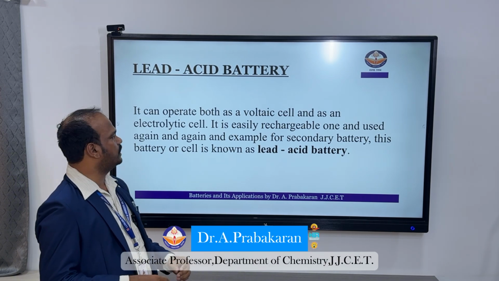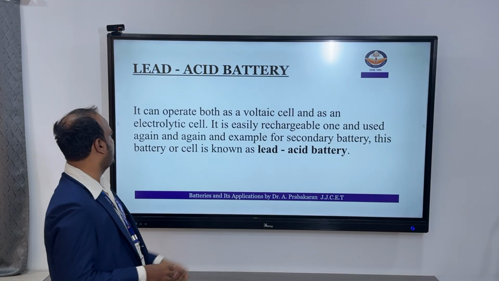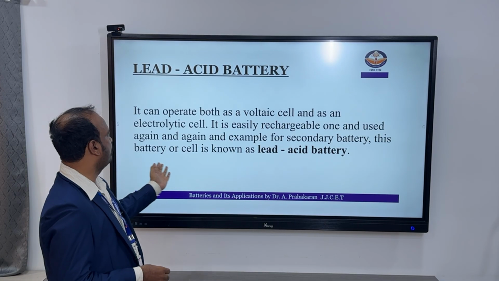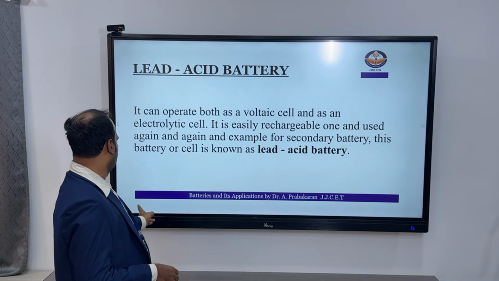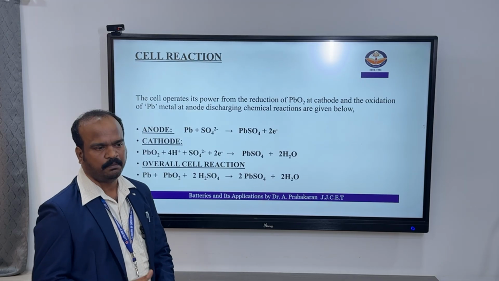It can operate both as a voltaic cell and as an electrolytic cell. It is easily rechargeable and used again and again. It is an example of a secondary battery, and therefore it is known as the lead acid battery. So what is the cell reaction present in the lead acid battery?